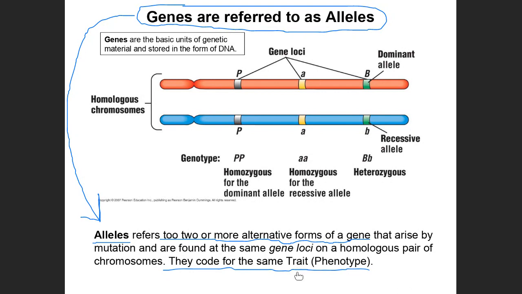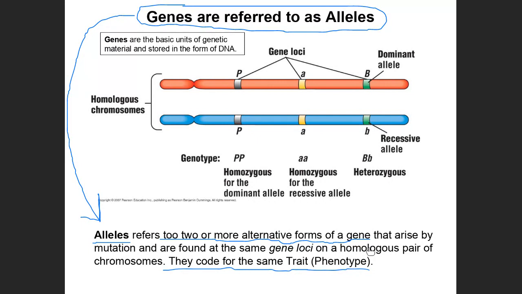So as I said, for pea plants, there's a trait, flower color. That's one trait. But there are two different colors of flower. In other words, two different phenotypes, purple and white. And what they eventually found out is that that's because there are two forms of a gene that both code for flower color, for the same trait. So we call them alleles.